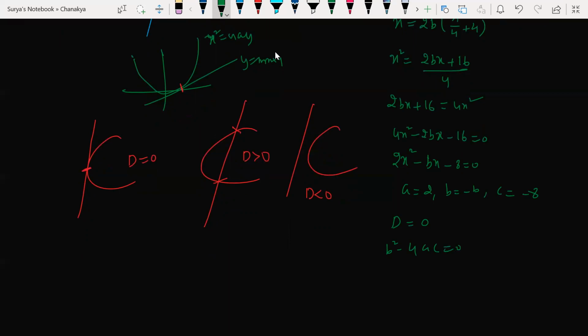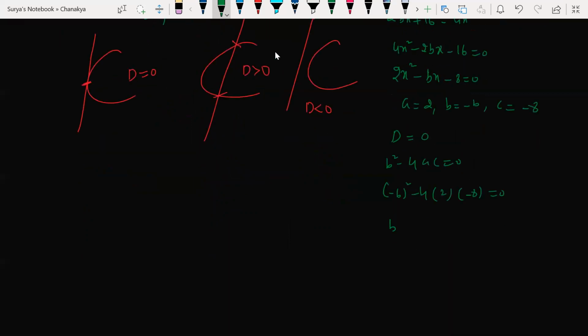is equal to 0. I am telling each and every step. So minus b whole square minus 4 into a is 2, c is minus 8 equal to 0. So won't you get the b value from this? b square plus 128 b. So I will get the value of b.